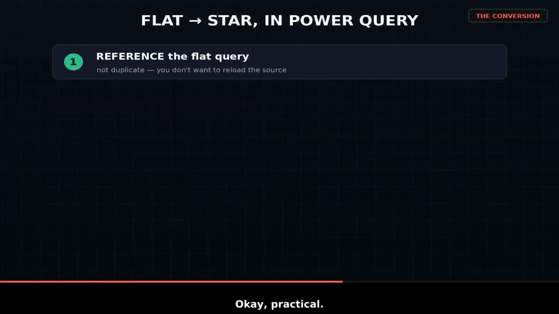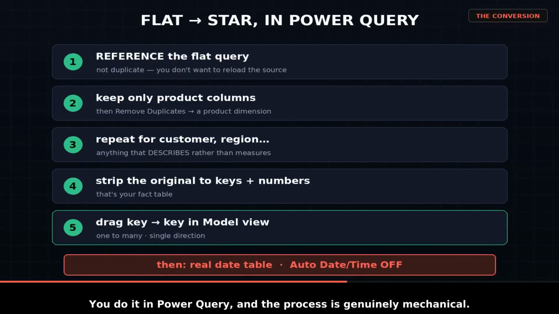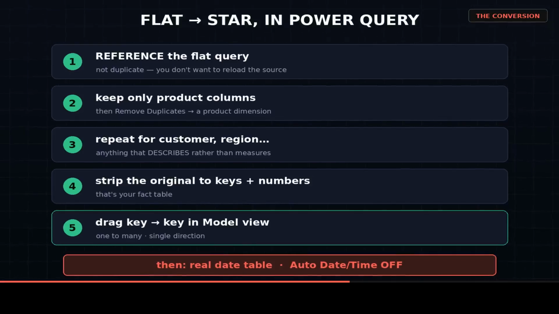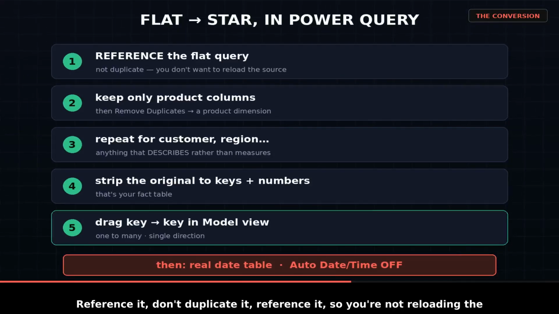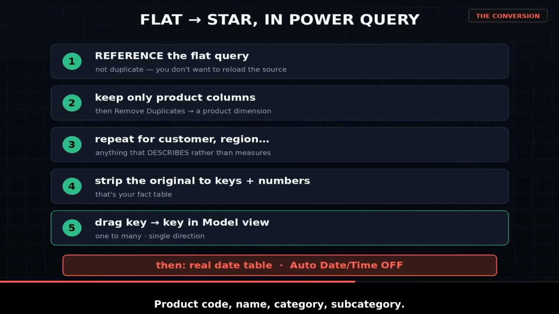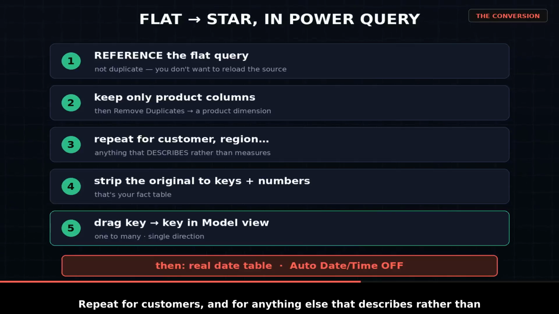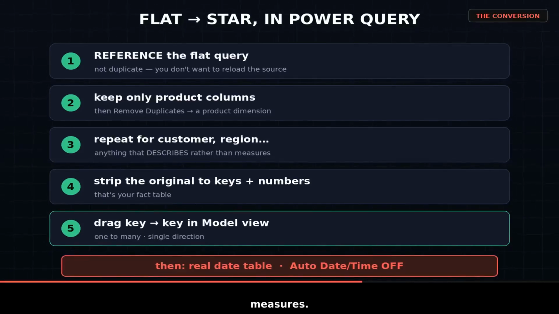Okay, practical. How do you actually get from a flat table to a star when you already have the flat one? You do it in Power Query, and the process is genuinely mechanical. Take your flat table, reference it. Don't duplicate it, reference it, so you're not reloading the source. From that reference, keep only the product columns. Product code, name, category, subcategory. Then remove duplicates. You now have a product dimension. Repeat for customers and for anything else that describes rather than measures.